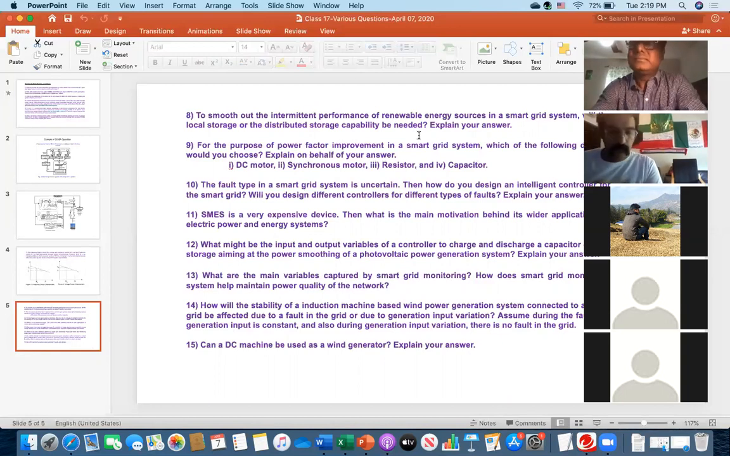Sir, local storage means the small generation units, like substations?